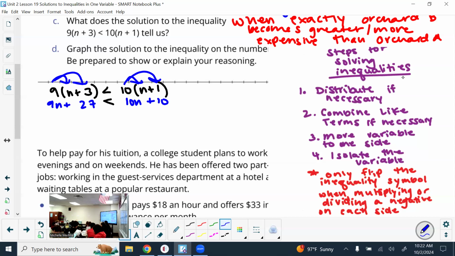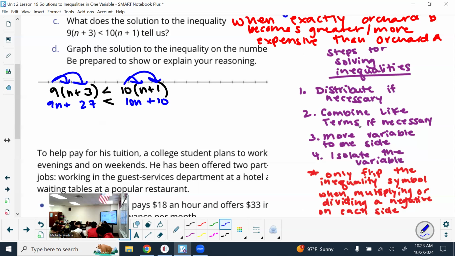Usually after distributing, you do this next step, but not always. That's why it says if necessary. So you still should check, look on the left side. Do I have any like terms on the left? No. Look at the right side. Do I have any like terms? No, I don't. If you're thinking about moving it across, that's actually the next step. So just check each side individually, no like terms. That's why it says if necessary, because you won't always have to do it.